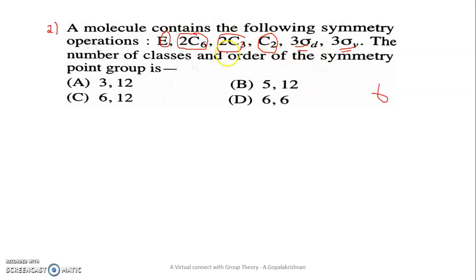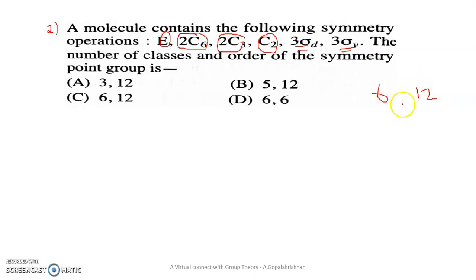How many operations are there? See here, 3 plus 3 is 6, 6 plus 1 is 7, 7 plus 2 is 9, 9 plus 2 is 11, 11 plus 1 is 12. So it has 12 symmetry operations. The number of operations is nothing but the order of the group.